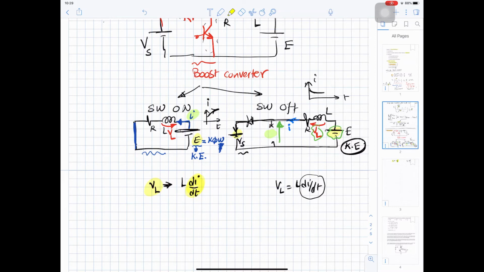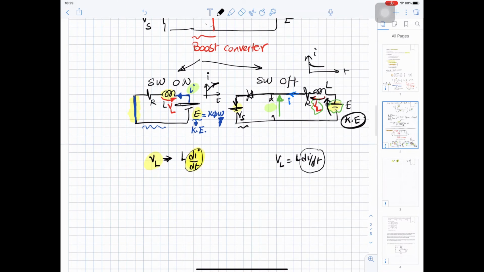So boosting here means we are boosting E to be more than V. How are you boosting E to be more than V? You short-circuited the circuit, so you start to charge the inductance. Once you start to charge this inductance, this voltage will be added to E when you open the switch. So the voltage here will be E plus VL. And you are controlling, as we mentioned, VL by controlling switching, by controlling di by dt. So you are boosting this E.